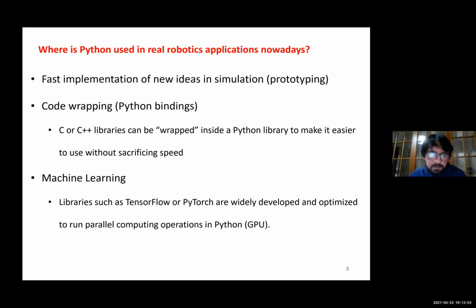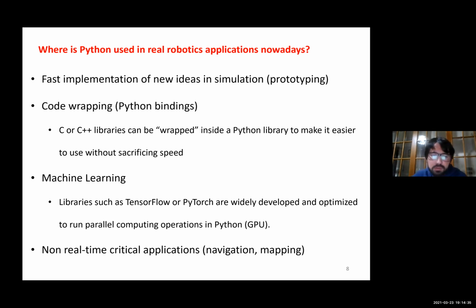So for example, TensorFlow and PyTorch are widely developed, and these libraries are growing a lot. PyTorch has updates every month to improve performance related to parallel computing operations in GPU. And we're starting to see a lot of applications where GPU programming is starting to get, let's say, performances as languages such as C and C++, but not quite yet. But we are at a point like that.